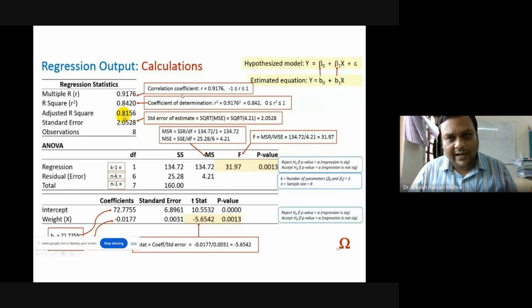Higher is the weight, more is the mileage; more is the mileage, higher is the weight. That is point one, and 0.9176 indicates that there is a high degree of correlation between the two variables.